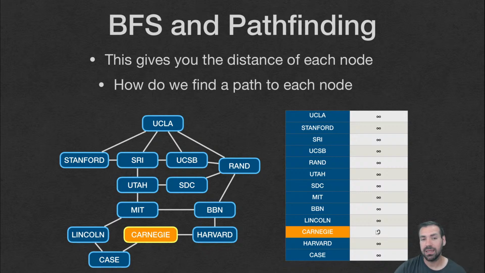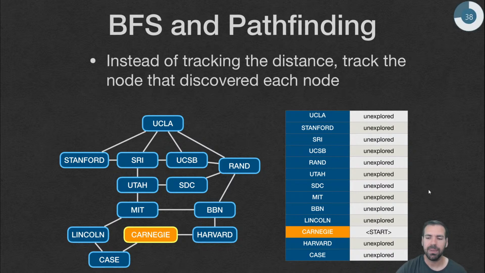Instead of tracking the distance numbers for each node, we're going to change slightly what we track in this hash map. Instead of the distance numbers, we're going to track which node discovered that node. So which node were we exploring the neighbors of when we explored that node? For the starting node, we have some special marker, usually null, that says this is the starting node. As long as you're consistent, it doesn't really matter what you use.